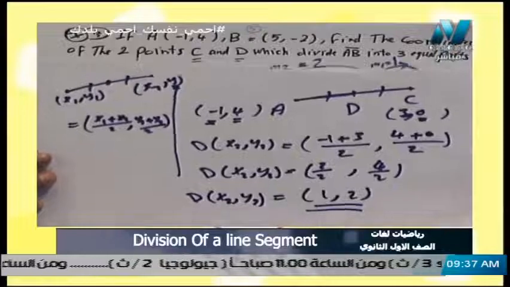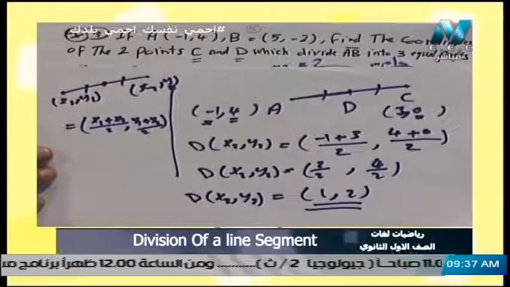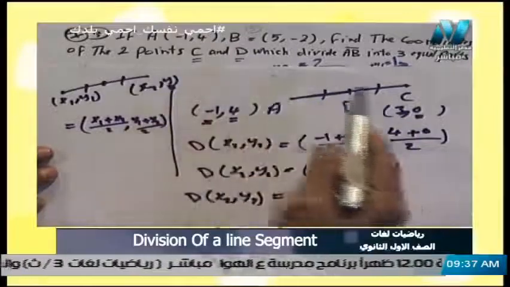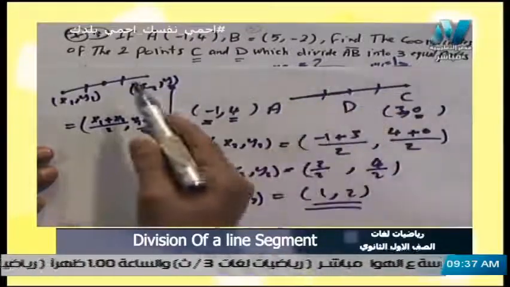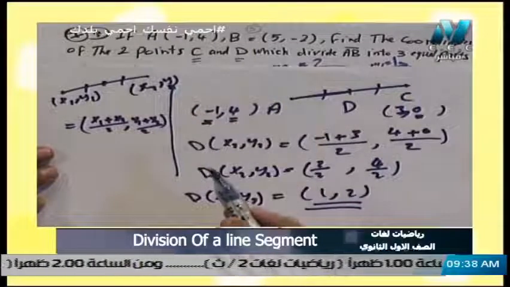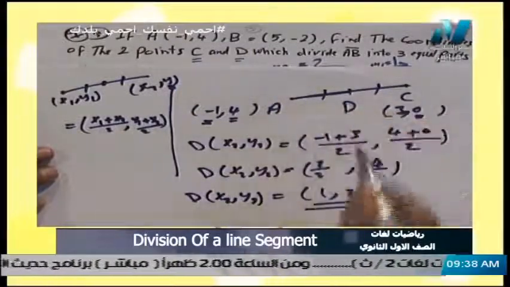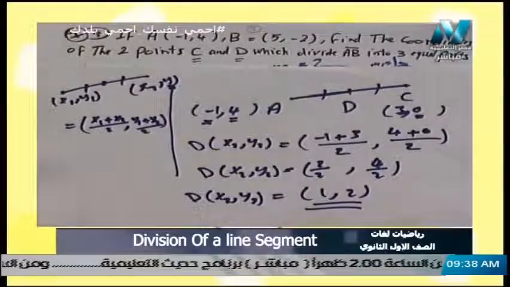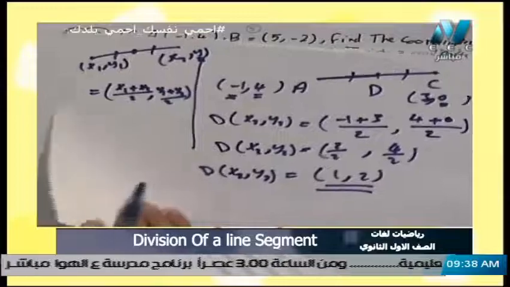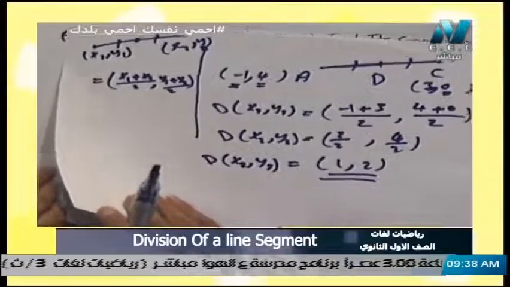So we have answered the question completely now, because he asked about A and B, 2 points, and we tried to find C and D, which divide the line segment AB into 3 equal parts. Okay, and we have another example for you. Let's concentrate.